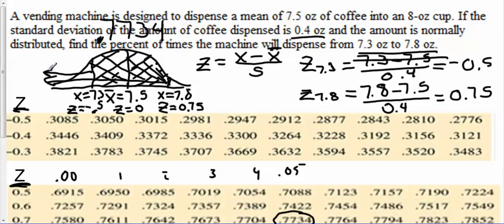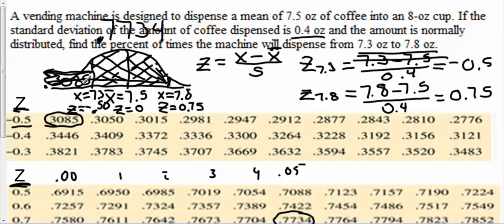So we're going to find that area, and we're going to subtract that from 0.7734, and then we'll convert it to a percent. Now to find the area over here in the tail to the left, we have to look up the corresponding z-score, which is a negative 0.5. And that's negative 0.50. There's a 0 after that 5, which means that will be in the negative 0.5 row and in that first column there. So 0.3085, that's the unshaded area. So that's the area we do not want because it's not between 7.3 and 7.8 ounces.